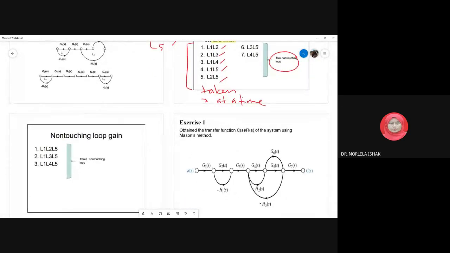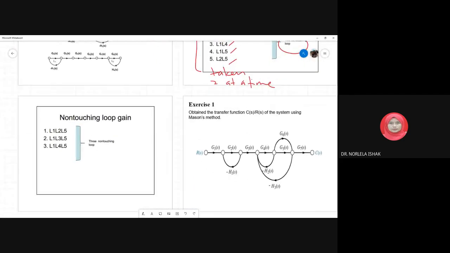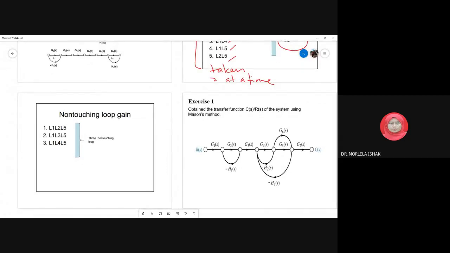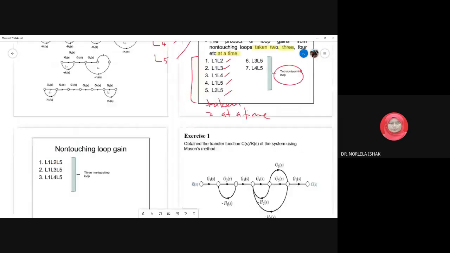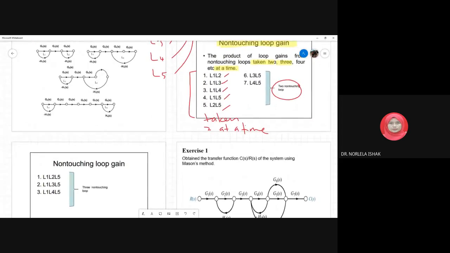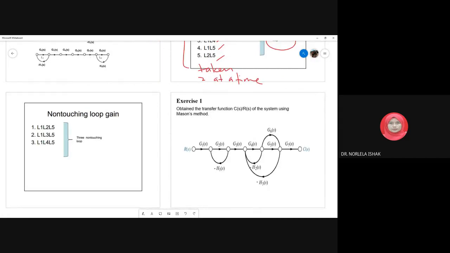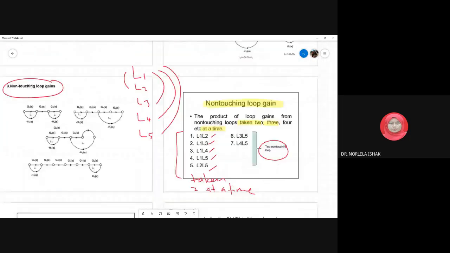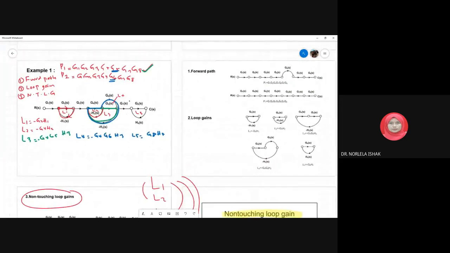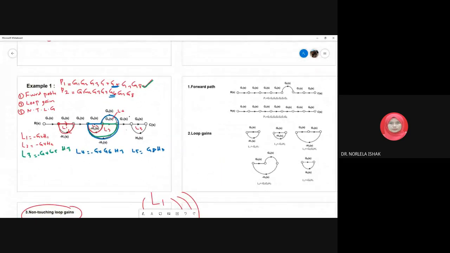Okay, we have 3 non-touching loop gain. For taken 3 at a time, meaning 1, 2 and 5, 1, 3 and 5, 1, 4, 5. This one is a 3 non-touching, meaning how to show the 3 like this.